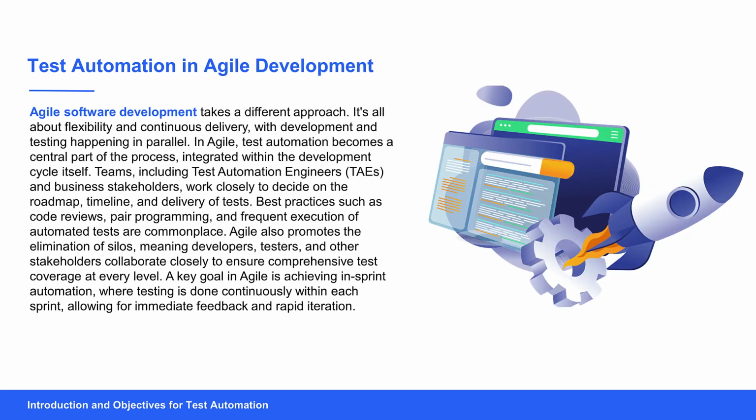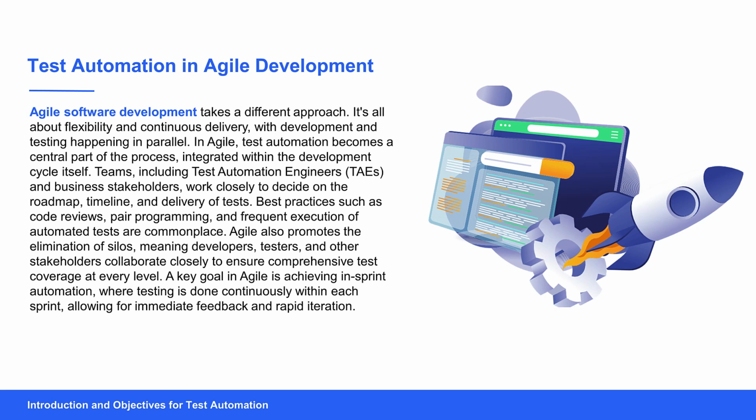Agile development is a different beast altogether, prioritizing flexibility and continuous delivery over the rigid structure of waterfall or V models. In Agile, development and testing occur simultaneously, with test automation deeply embedded within the development cycle. This means that as code is being written, automated tests are being run, often multiple times a day.